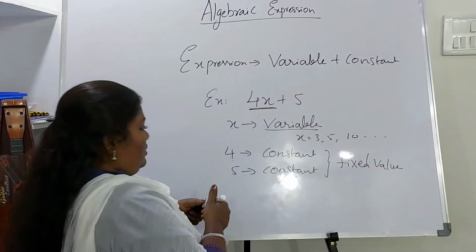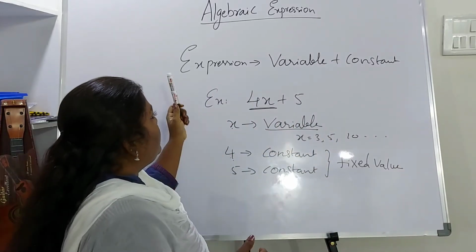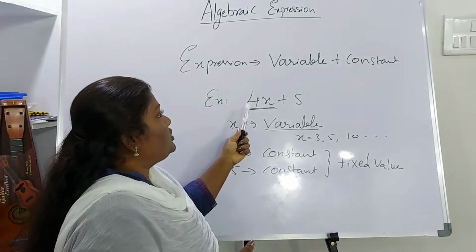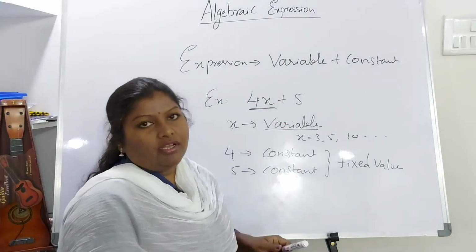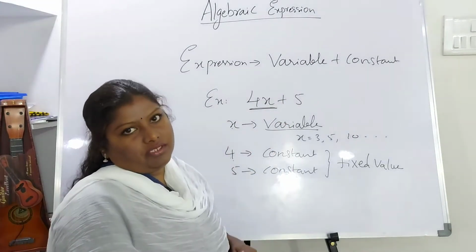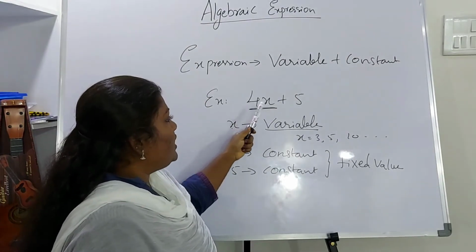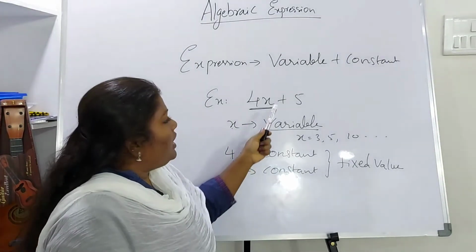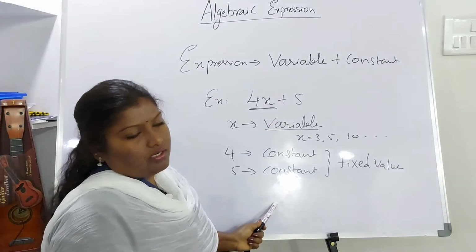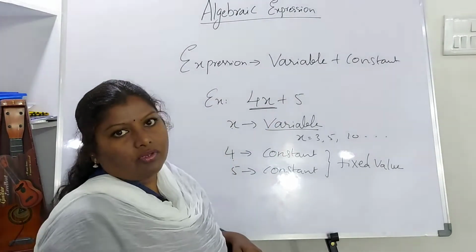Now variable expression is nothing but a combination of variable and a constant with the algebraic operations. Here 4 into x, 4 is constant and x is a variable and 5 is a constant. So let's learn more about the expressions.